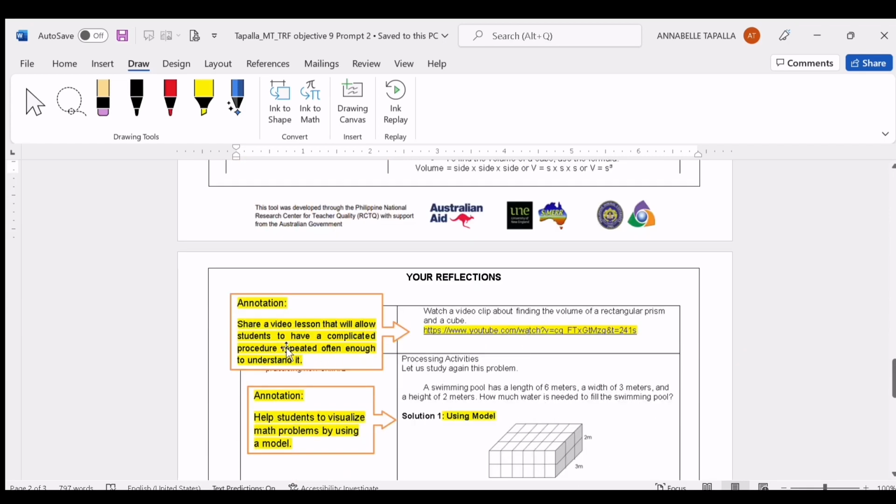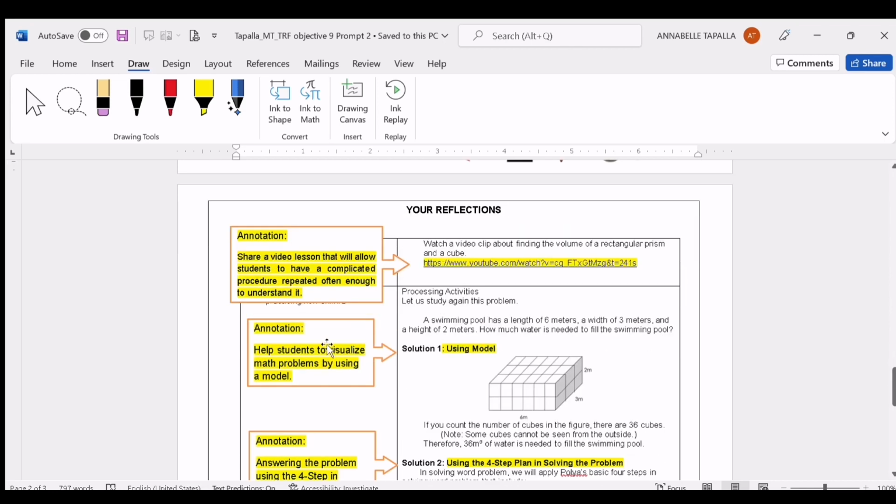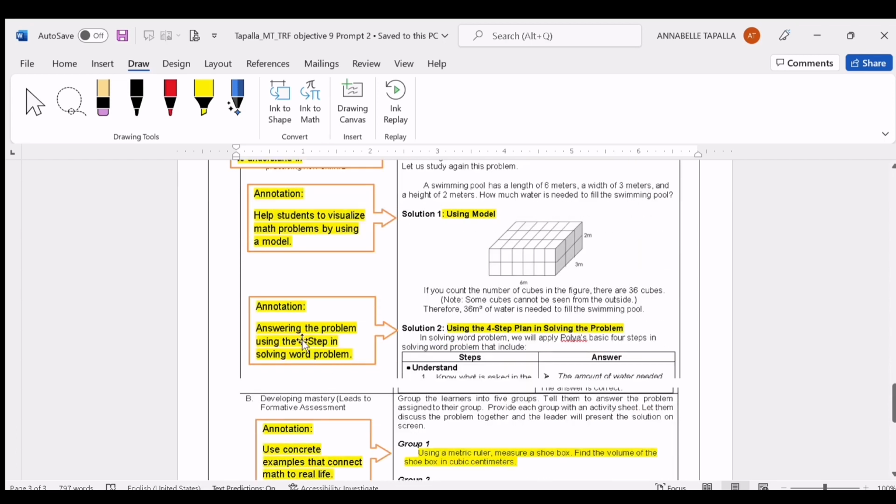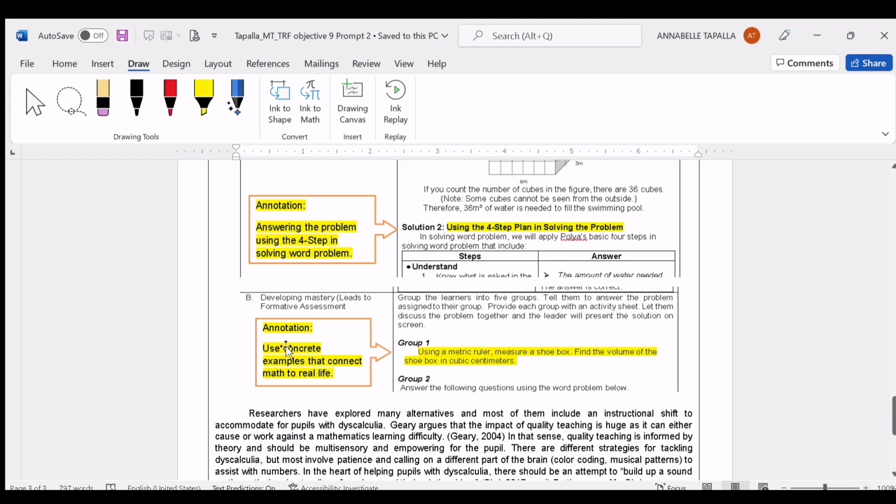Then, another thing is share a video lesson that will allow students to have a complicated procedure repeated often enough to understand it. So, magpo-provide din po ako ng video clips on about my lesson. And then, using model. Isa din po yan to visualize math problems by using a model. Then, answering 4-step word problem. Yan. Then, also, a concrete example that connect math to real life.